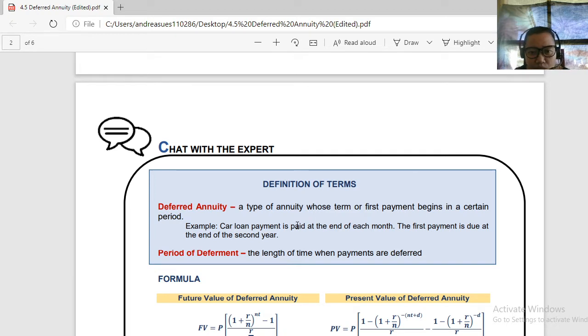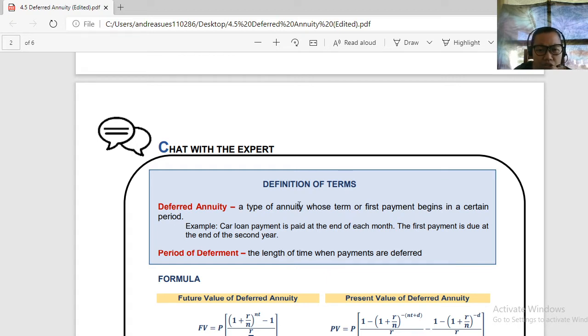A type of annuity whose term or first payment begins in a certain period. For example, a car loan payment is paid at the end of each month. The first payment is due at the end of the second year. Okay, next, period of deferment, the length of time when payments are deferred.